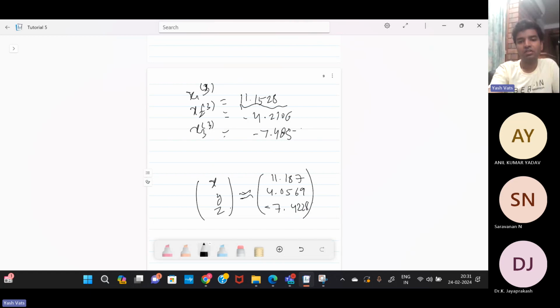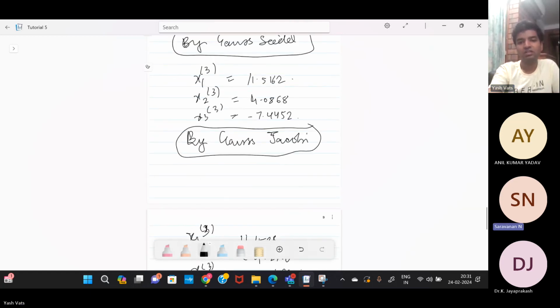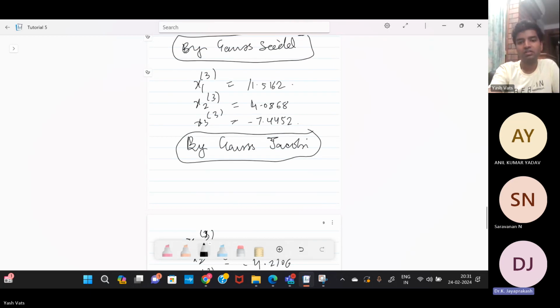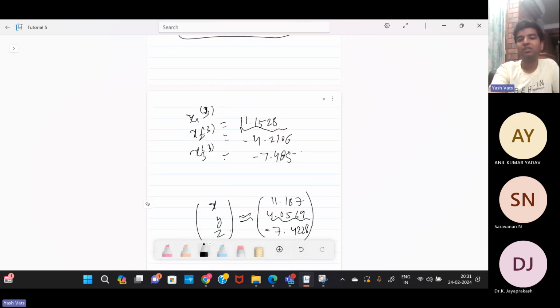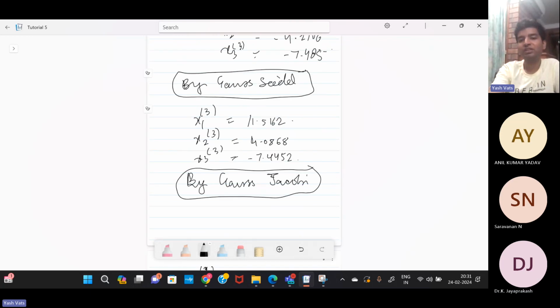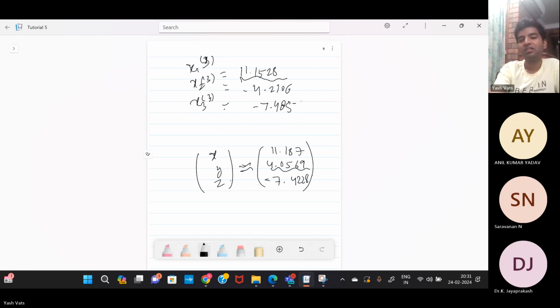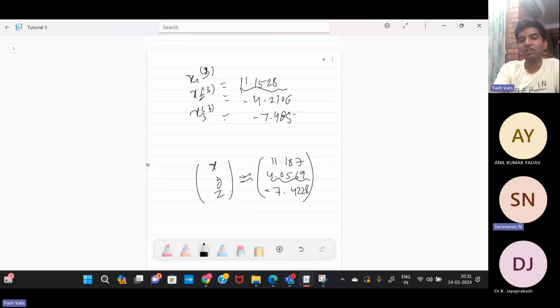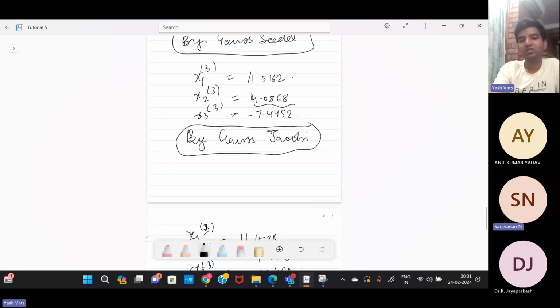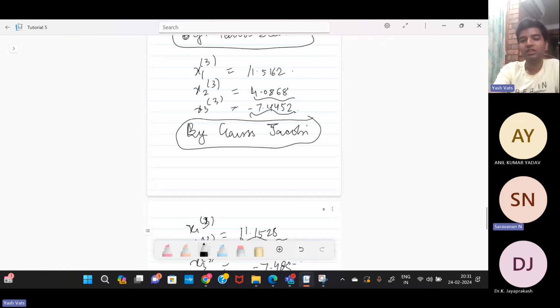And for the second one, 4.2, another one is 4.0. Wait, the second one is better for Gauss-Seidel, right? Second one is more good for Gauss-Seidel. And the third one, 7.4. The third one is also more good for Gauss-Seidel, right?